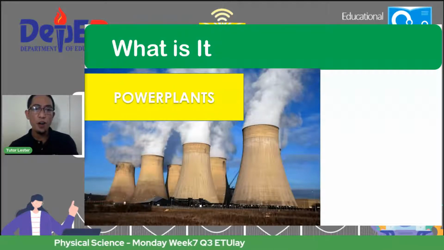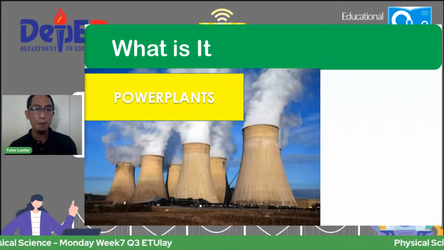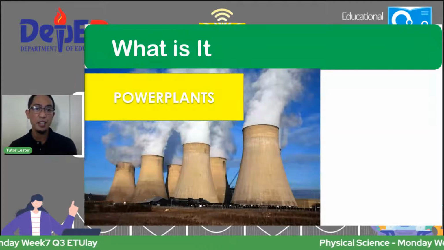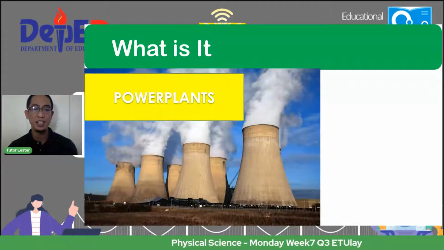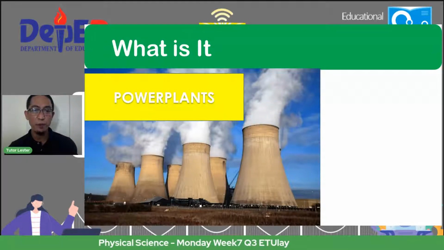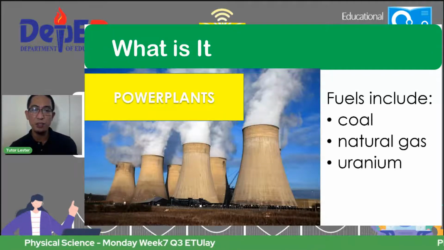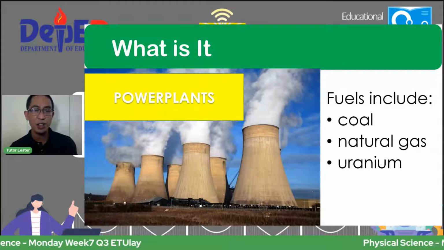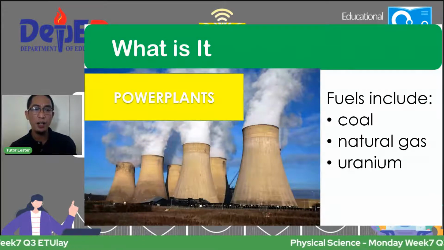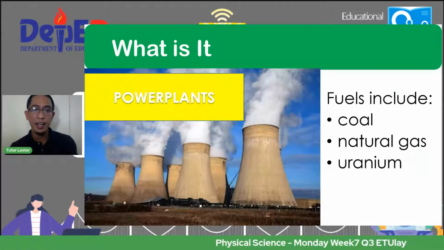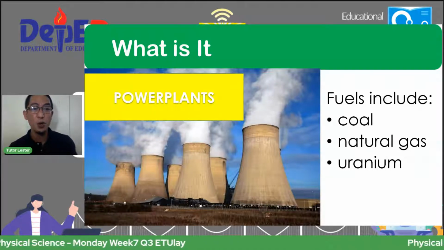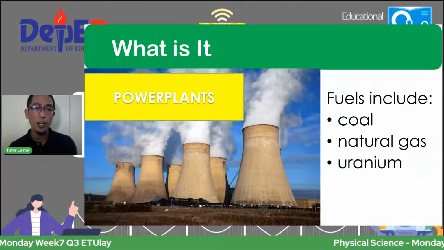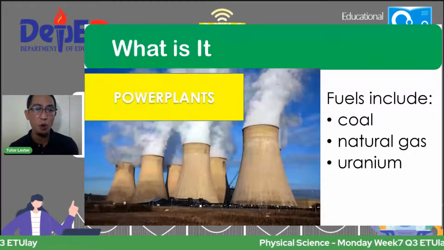So the type of primary fuel or primary energy flow that provides a power plant its primary energy varies. Okay, ito na po yung na-mention po natin kanina. So some of the fuel includes the following. We have coal, natural gas, and uranium. Pero sa Pilipinas, hindi po tayo gumagamit ng uranium as fuel for power plant. Though, meron po tayong nuclear power plant pero hindi po operational.